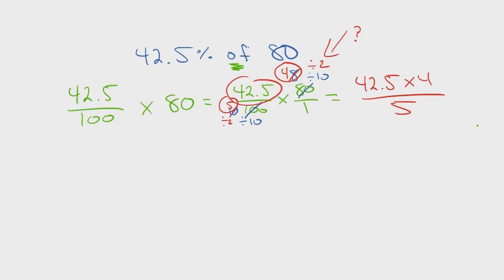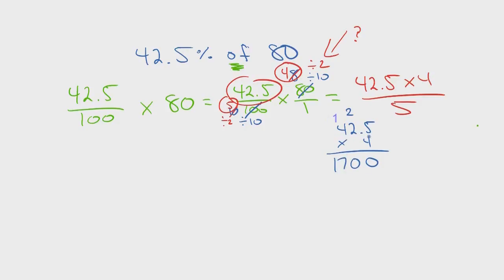Because we're trying just to do a percent of a number today, I just want to show you a couple ways how you can solve this. Now we need to multiply 42.5 times 4. 4 times 5 is 20, carry the 2. 4 times 2 is 8, plus 2 is 10, and 4 times 4 is 16, plus 1 is 17.